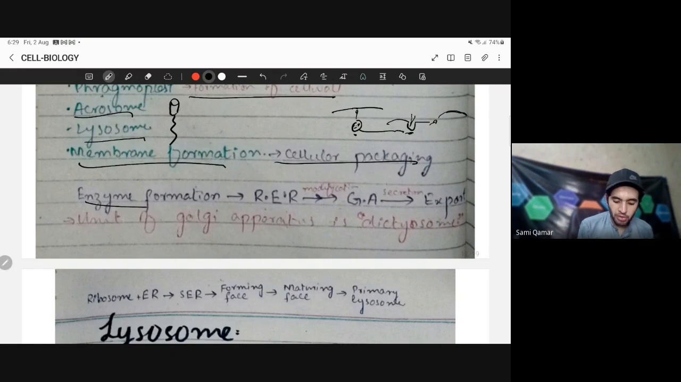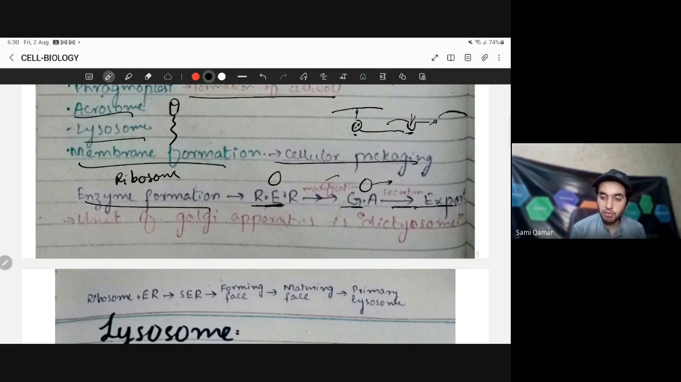Okay, enzyme formation. Then what will happen? Enzyme formation will occur on the ribosome. After the ribosome, it will go to the rough endoplasmic reticulum, from where a vesicle will form. That vesicle will be sent to the Golgi apparatus for modification. The Golgi apparatus will further modify it, and it will secrete it in the form of a vesicle again. It is known as secretion, and it will be exported out.